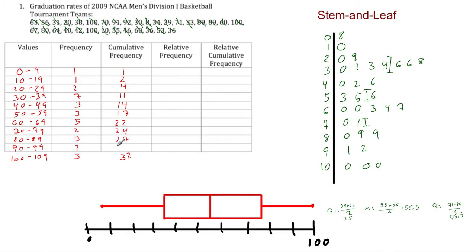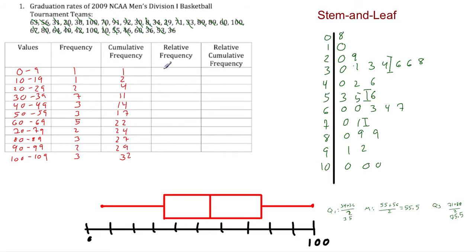27 plus 2 is 29. And yep, 29 plus 3 is 32. So for the relative frequency, we want to take these fractions and have them over 32, so how much it is over the entire total. For this, we want decimals. We write them as fractions, but we calculate them as decimals.